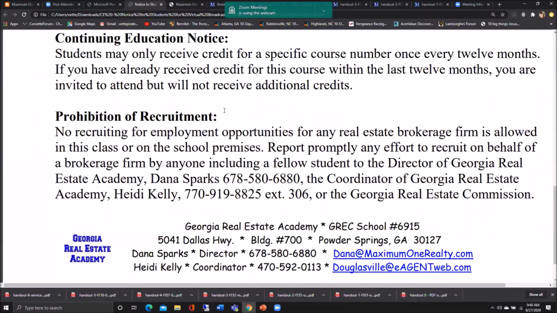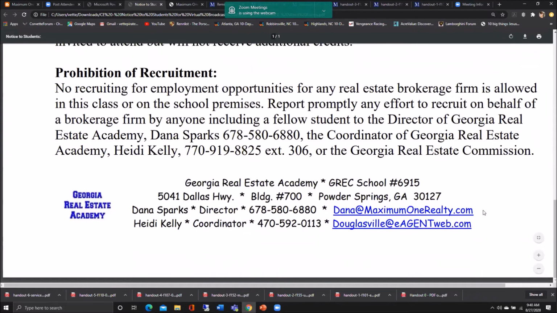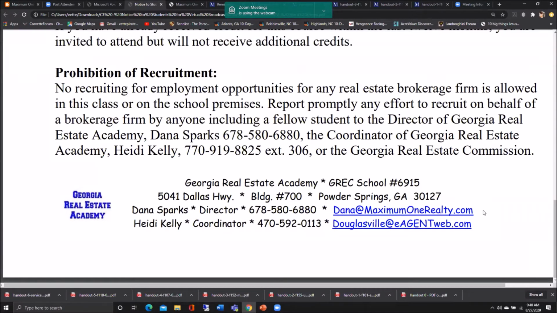Prohibition of recruiting. There's no recruitment for employment opportunities for any real estate brokerage firm in the class or on school premises, which is loosely interpreted in these Zoom meetings. If so, please report any effort to recruit to myself as the director of the Georgia Real Estate Academy. Heidi Kelly is the coordinator of the Real Estate Academy, and she is the one that records the CE credits, or contact GREC themselves. Again, I do have handouts for your reference for after class, but what I have found a lot of students do is they'll take out their cell phone and take a picture and snap a screenshot. So if you need to get in touch with us, there's our information.